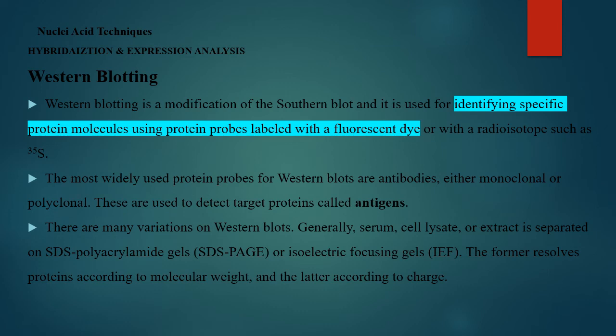So you can be dealing with serum, cell lysates, extracts, which will be separated on these gels. Now the former resolves proteins according to molecular weight and the latter according to charge. So SDS polyacrylamide gel, that's with molecular weight, then isoelectric, that's separated by charge. So that's Western blotting.